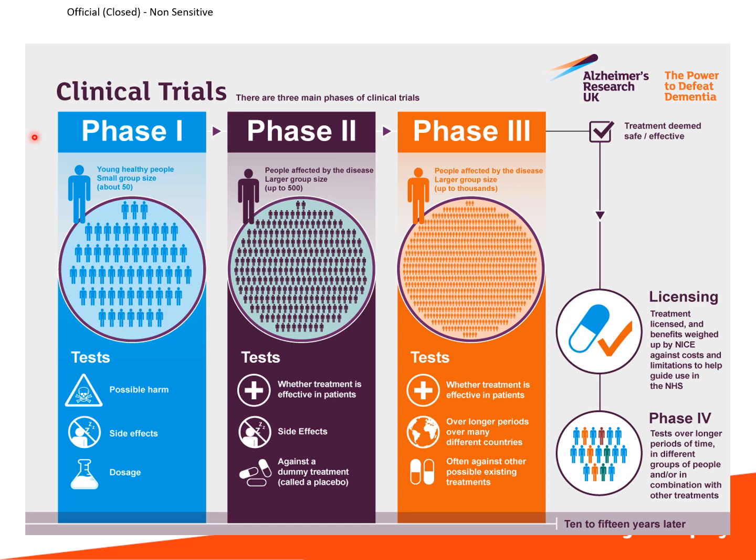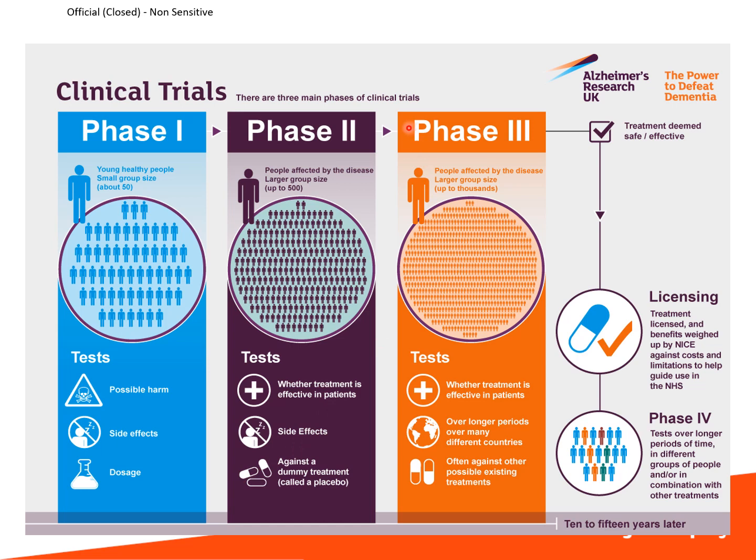So here's a summary. Phase 1 clinical trials are carried out in a small group of young, healthy people. It tests for possible harm and side effects and determines a safe dosage of the drug for further testing. Phase 2 clinical trials are carried out in a few hundred patients with the disease to determine whether the treatment is effective and has side effects compared to a placebo.